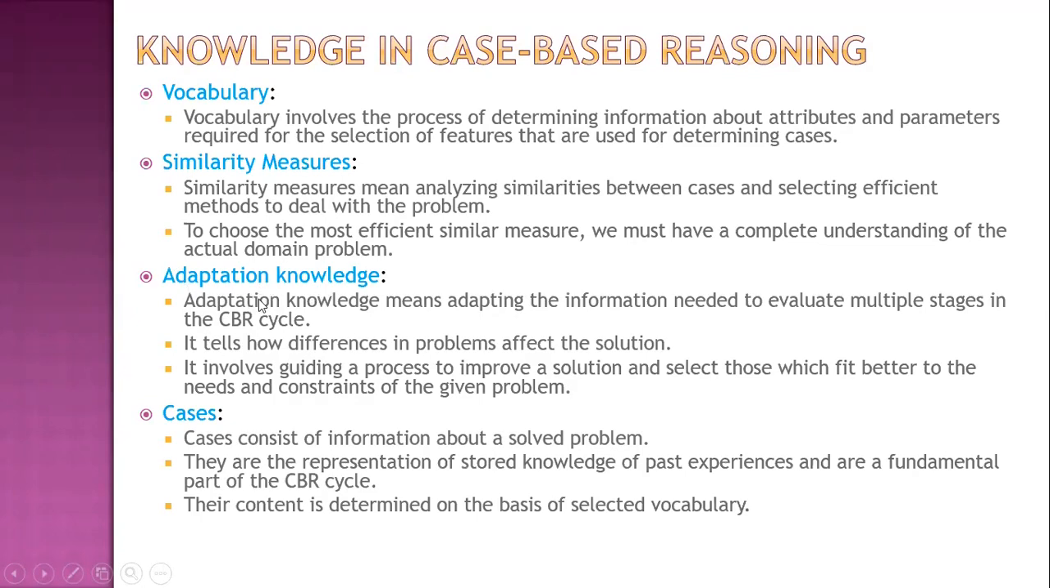Adaptation knowledge. Adaptation knowledge means adapting the information needed to evaluate multiple stages in the CBR cycle. It tells how difference in problems affect the solution. It involves guiding a process to improve a solution and select those which fit better to the needs and constraints of the given problem. Then cases. Cases consist of information about the solved problem. They are the representation of stored knowledge of past experiences and are a fundamental part of the CBR cycle. Their content is determined on the basis of selected vocabulary.